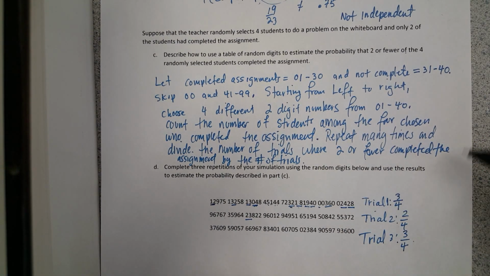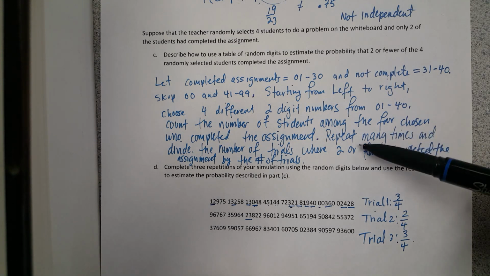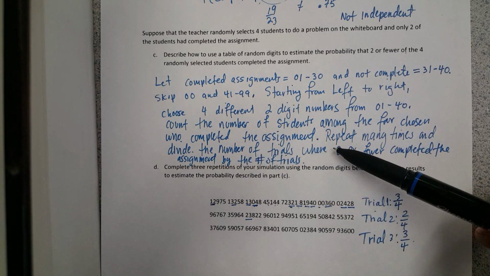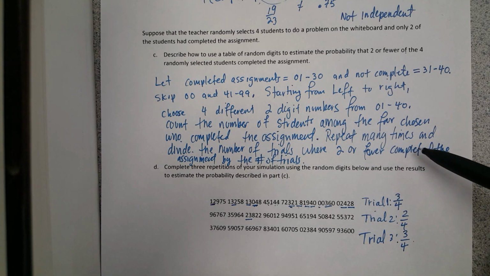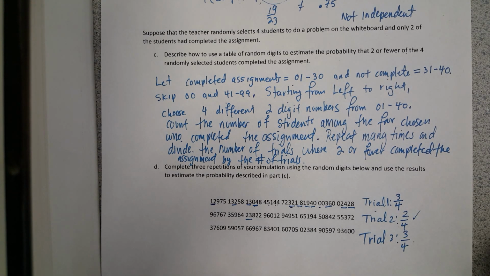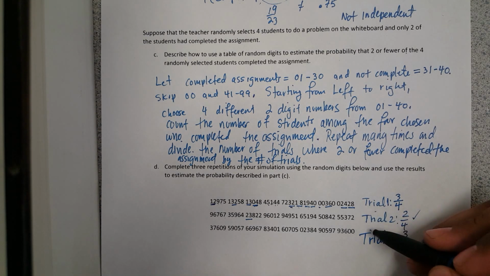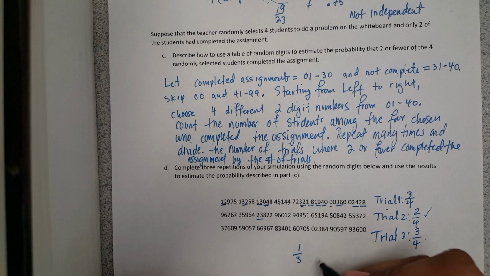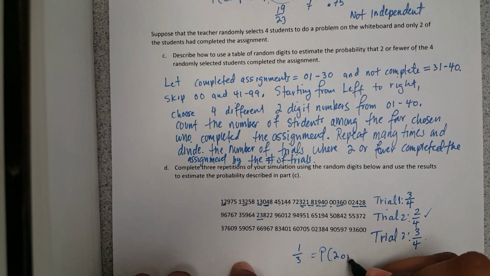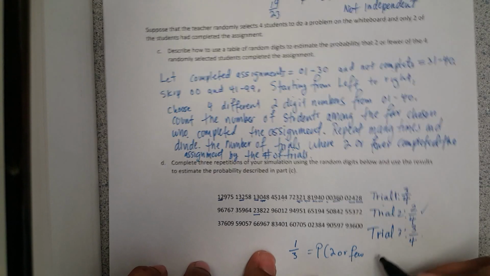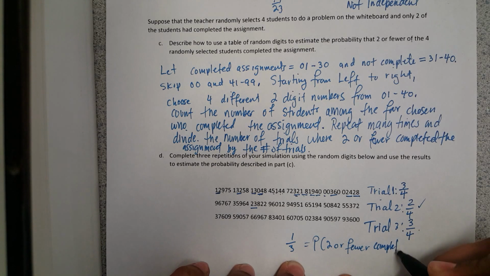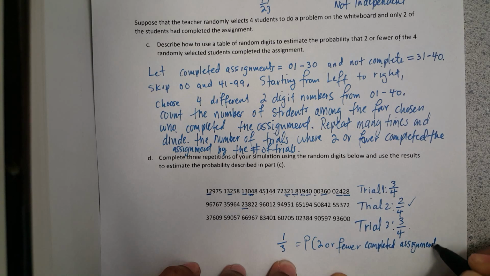Okay, so 3 of the 4 were completed assignments. So now if you follow what we're saying, it says repeat many times, so I guess this counts as our many times. Divide the number of trials where 2 or fewer completed by the number of trials. So there's only 1 trial that was 2 or fewer. We have 3 trials, so it's going to be 1/3. So 1/3 represents the probability that 2 or fewer completed the assignment. Okay.